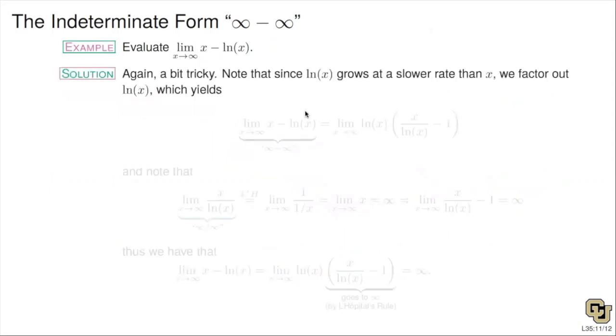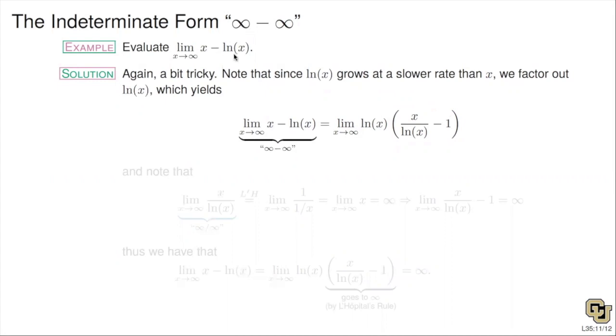Here, as you send x to infinity, you get infinity minus infinity. After thinking about it, you might factor out one of the terms. I don't think it would matter in this problem. So I factor out natural log of x. You can see I've factored out the natural log of x, and I've divided each term by natural log of x, the thing I factored out.